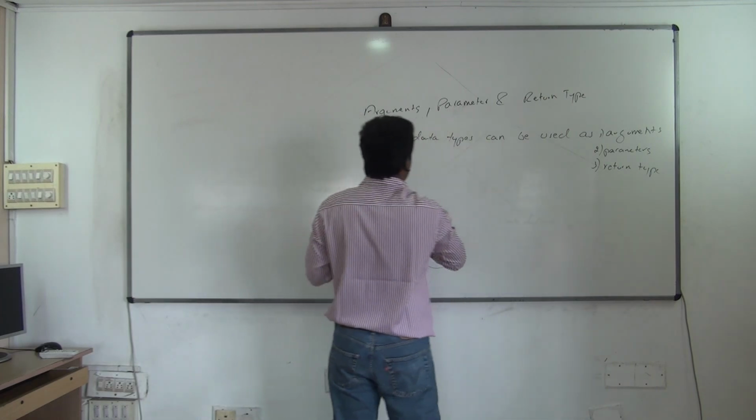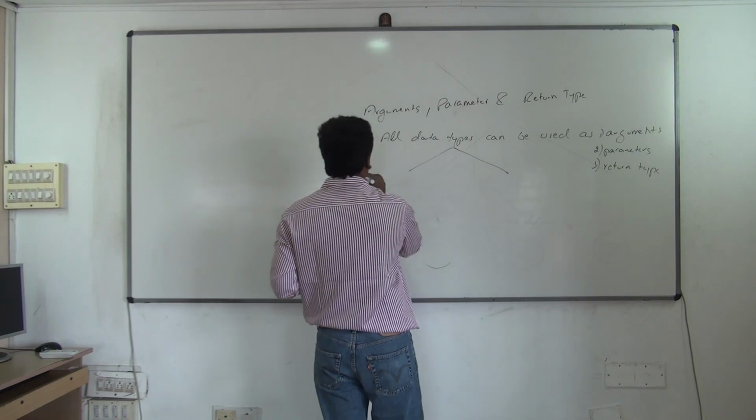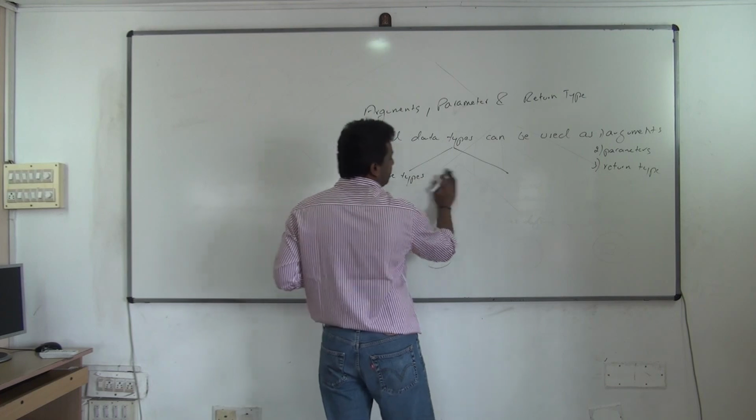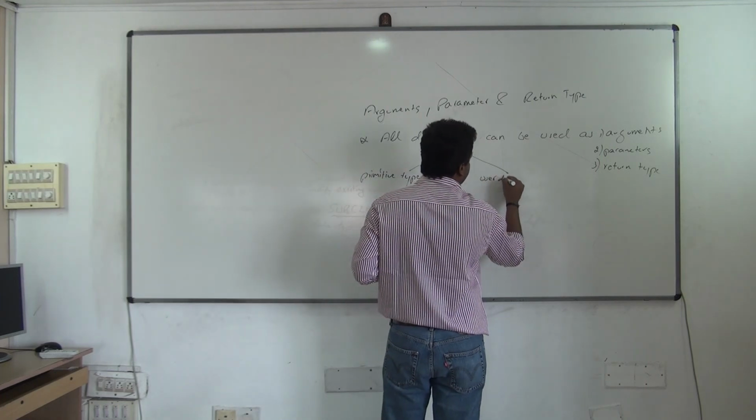There are two types of data types. Primitive types, which are given by the language. The other one would be user defined types.